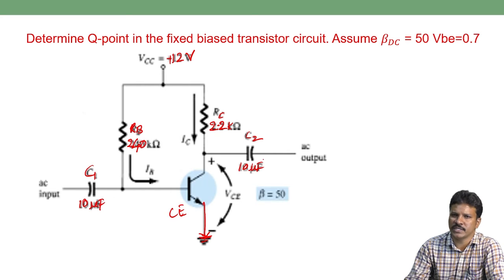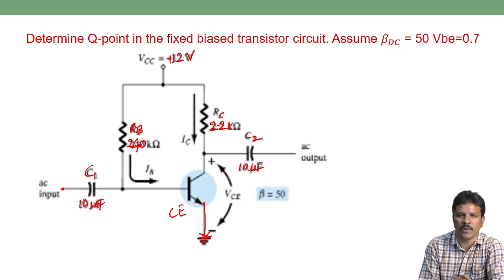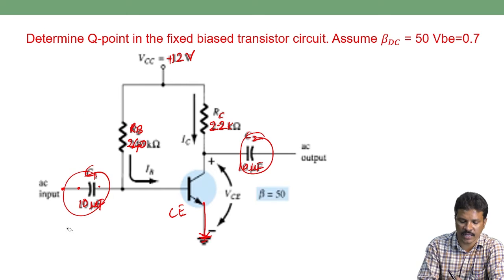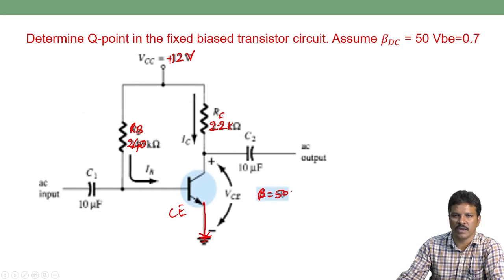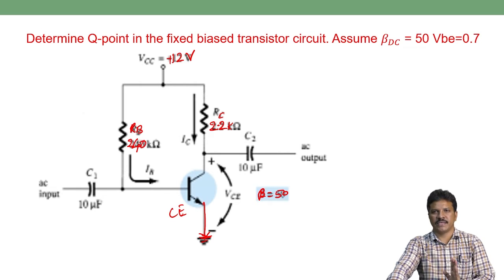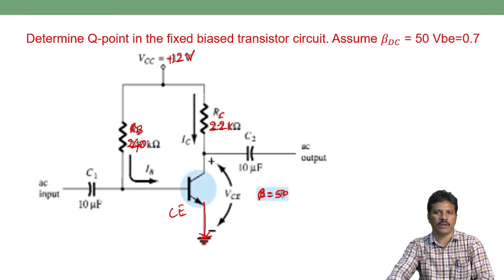For finding the DC analysis, we always open circuit these capacitors and connect the input to ground. Whenever it is open circuit, no need to worry about these two capacitors, so we neglect them in order to find the DC load line. And then we have been given beta is equal to 50. So find out the Q point and the load line for this fixed bias. The first idea behind this biasing circuit: how to find the load line and Q point.